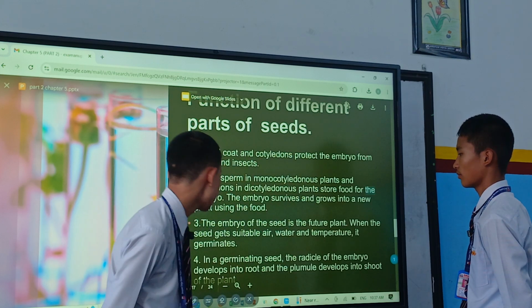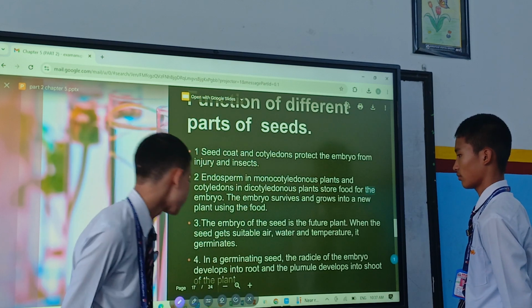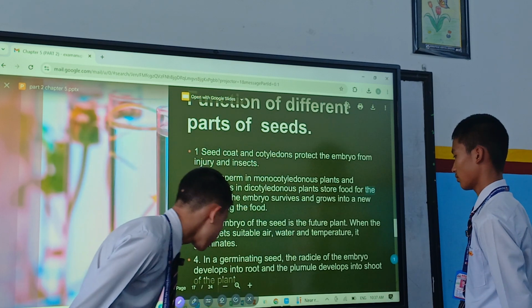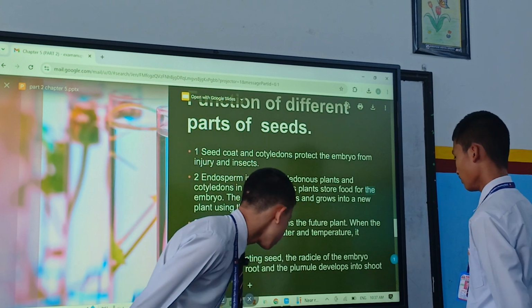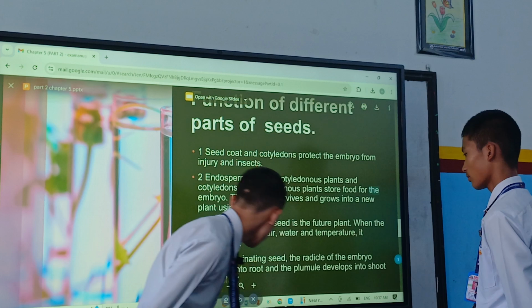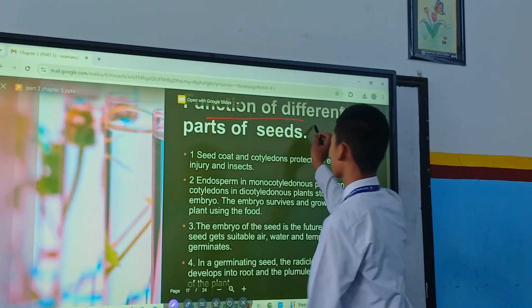When the seed gets suitable air, water, and temperature, it germinates. In a germinating seed, the radicle of the embryo develops into root and the plumule develops into shoot of the plant. So these are the functions of different parts of a seed.